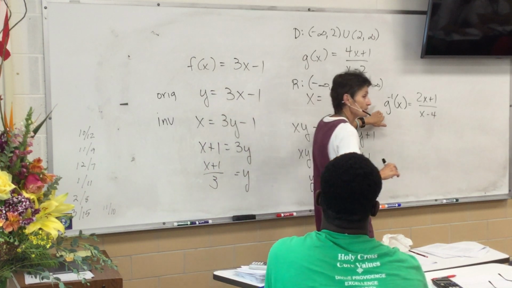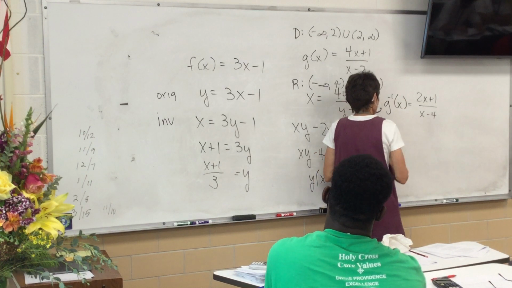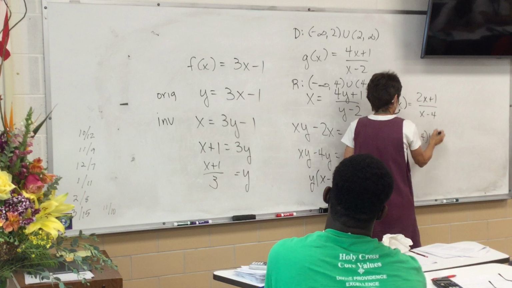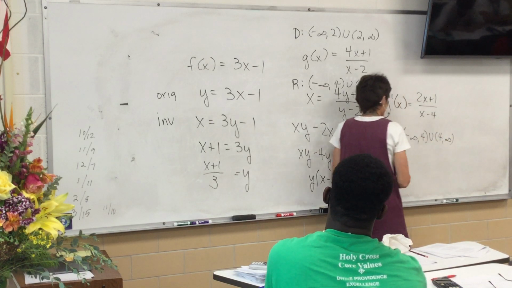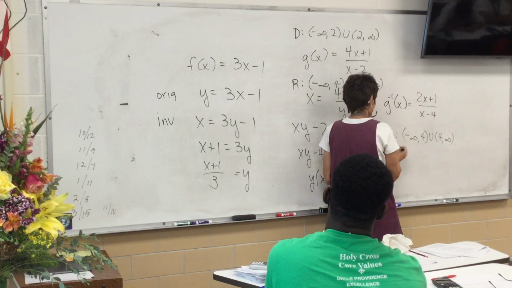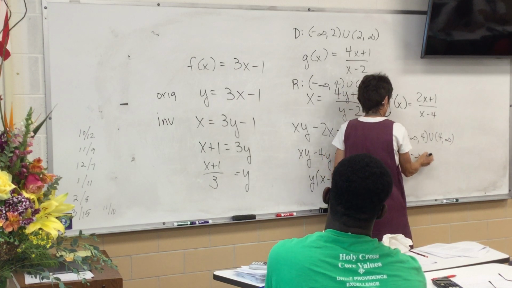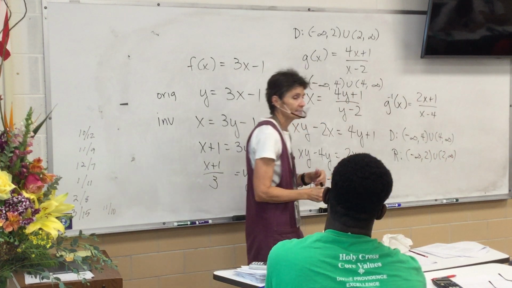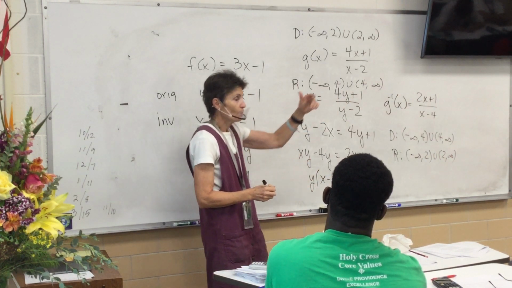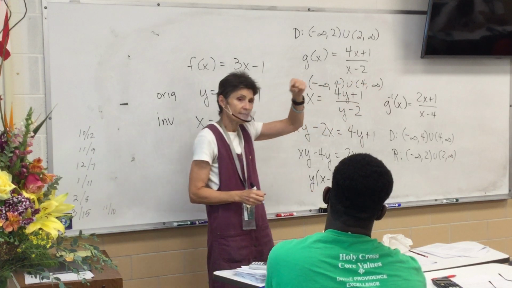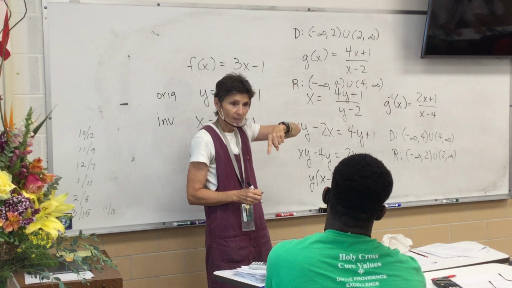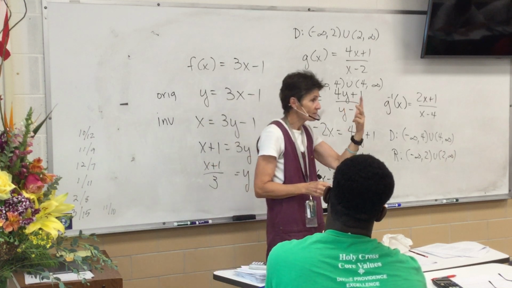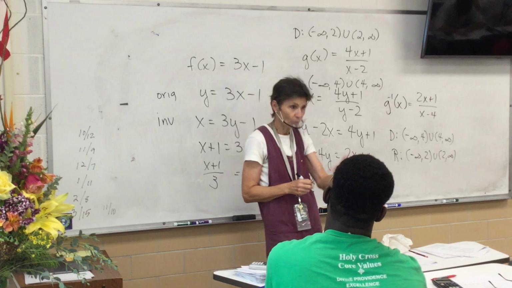Now, let's look at the inverse. Tell me what the domain of the inverse is. Negative infinity to 4, union 4 to positive infinity. And how about, look at this horizontal asymptote. What's your range? Negative infinity to 2, union 2 to positive infinity. Oh my gosh, kids, what happened? The domain of the original is the range of the inverse. Does that make sense? Yes, because when we find an inverse, we flip the ordered pairs.